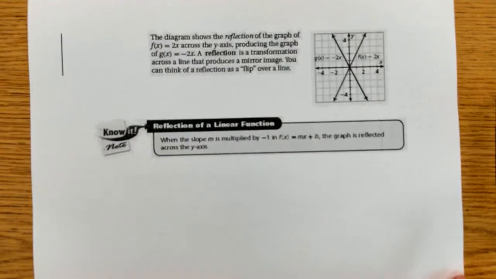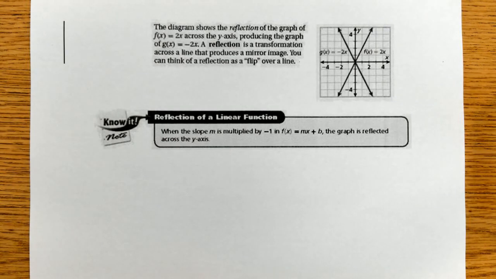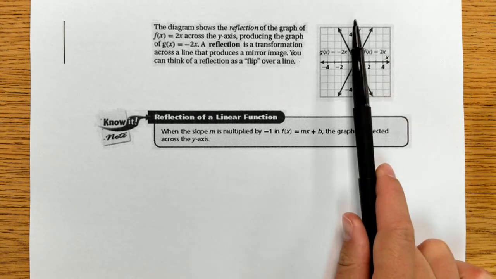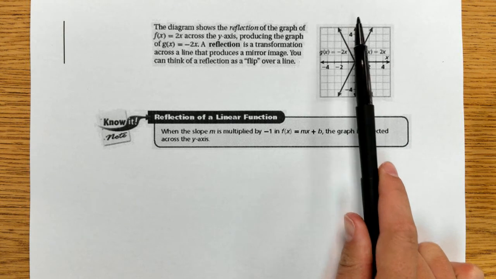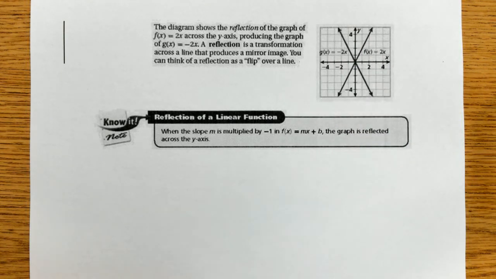So now we're going to get into reflections. The diagram shows the reflection of the graph of f of x equals 2x across the y-axis, producing the graph of g of x equals -2x. A reflection is a transformation across a line that produces a mirror image. You can think of a reflection as a flip over a line. So here, we're flipping over the y-axis, so everything on this side of the graph is the same as this side. Okay?